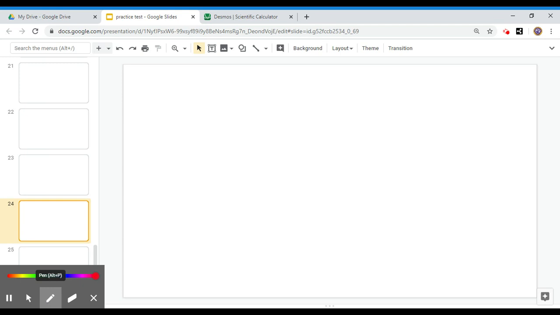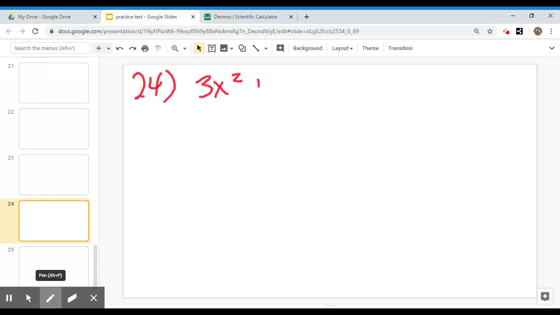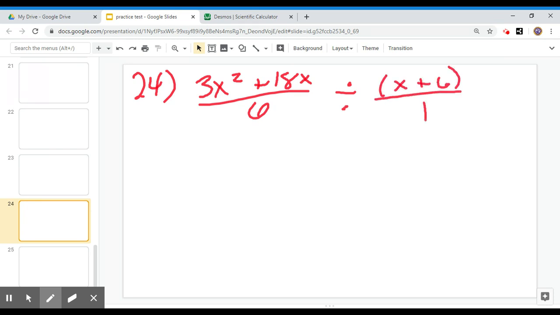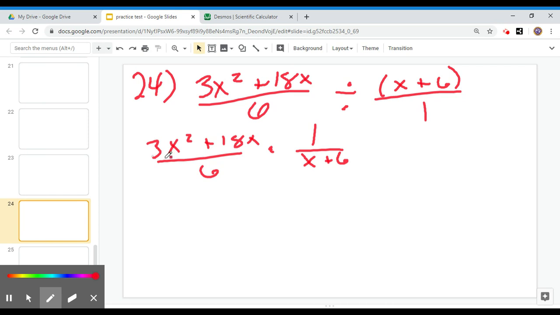24, we have 3x squared plus 18x over 6 divided by x plus 6. So again, we need to put that over 1. And then we do keep, change, flip, and then we factor. So the only thing that we have to factor here is this 3x squared plus 18x, and I'm going to take a GCF out of that.